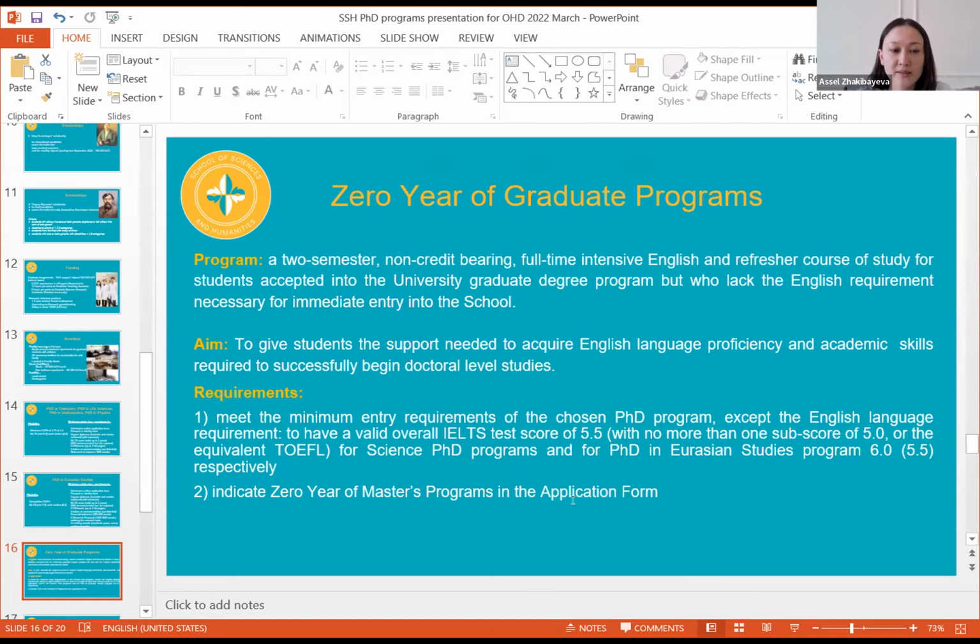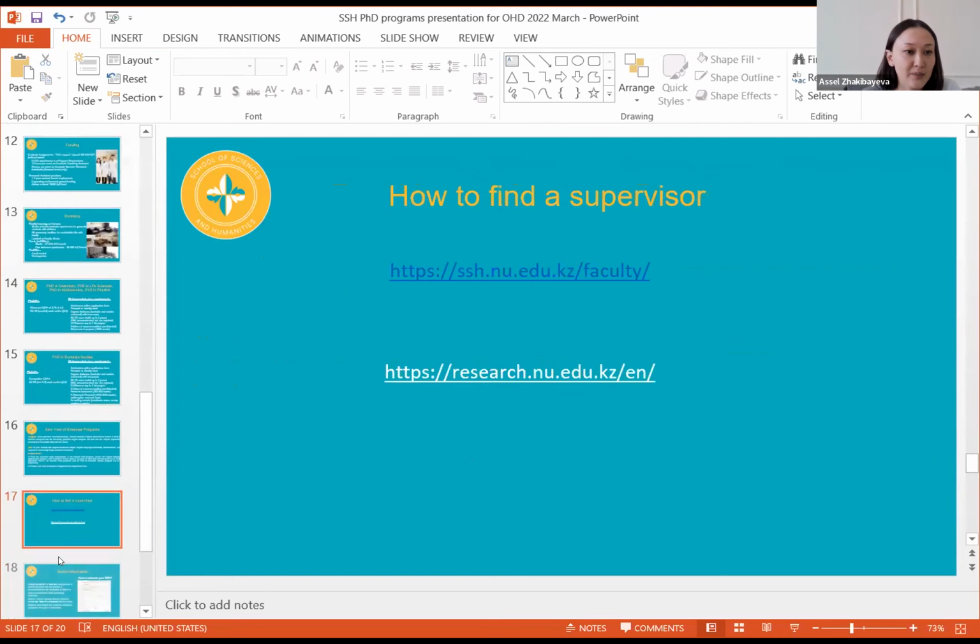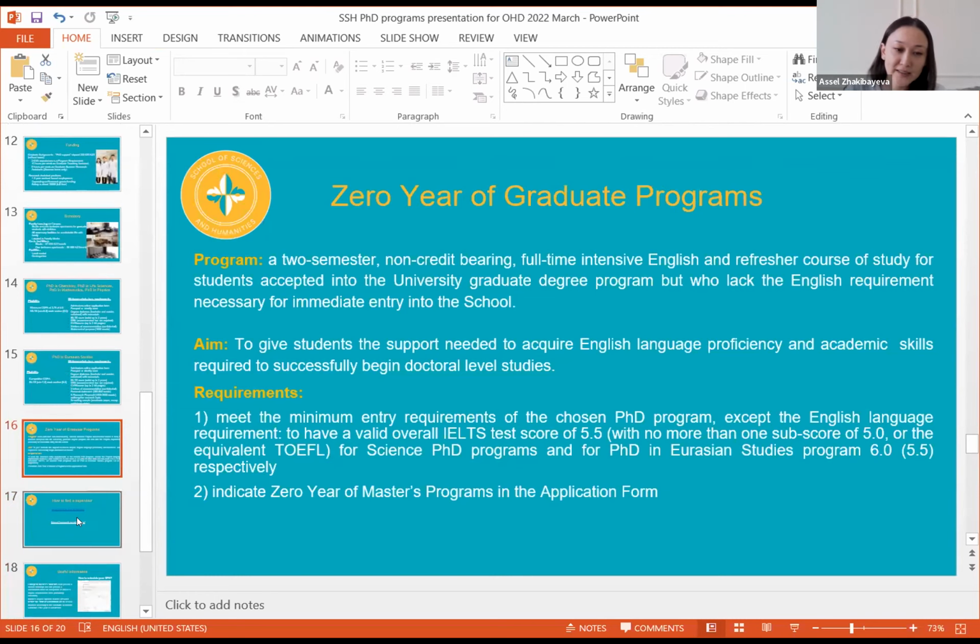Also, we should note that during your studying on the zero-year graduate program, if you decide to change your program, this unfortunately won't be possible, because you will be linked with the main program you applied to. But if you still wish to change your program, you will be advised to submit another application form and go through another selection process for next year. This is the main part to think about.